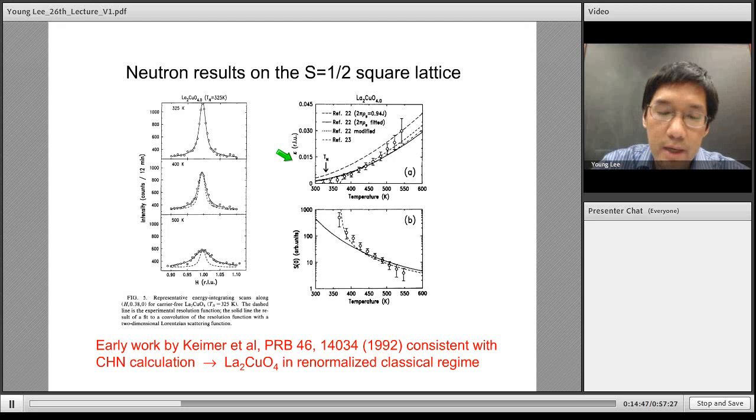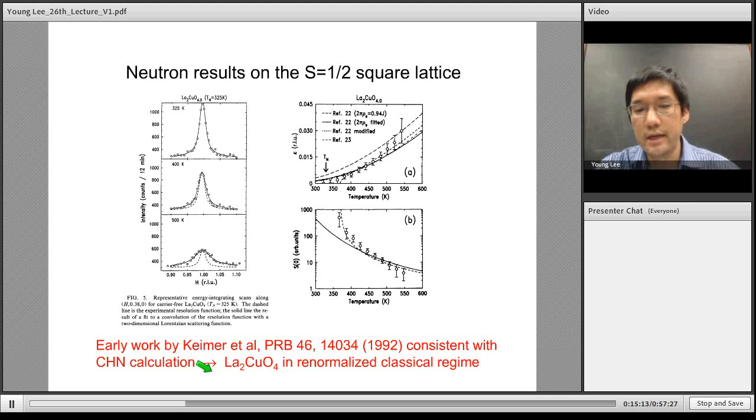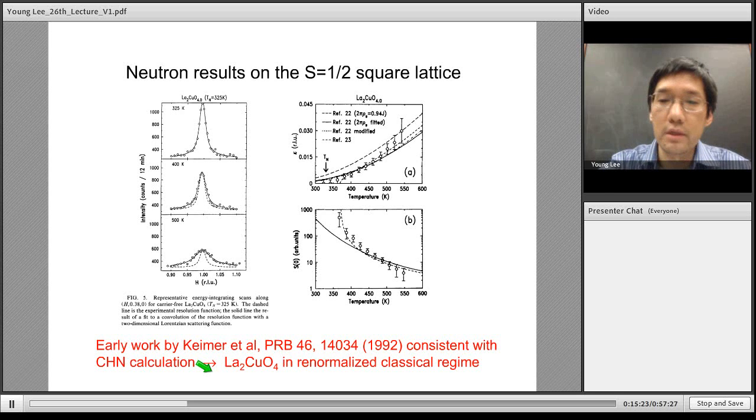And you can then compare the temperature dependence with theory, and these are comparisons to the quantum nonlinear sigma model, which is in the renormalized classical regime. And there seems to be a pretty consistent fit overall of how the correlation length or inverse correlation length changes, as well as the intensity. So you can conclude that lanthanum copper oxide does fall in this renormalized classical regime, and this actually proves experimentally that the 2D square lattice does order in the T=0 limit.